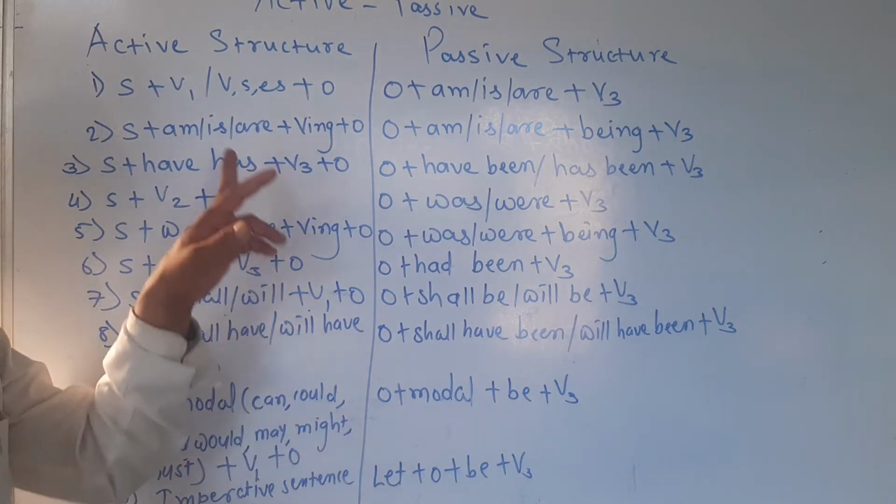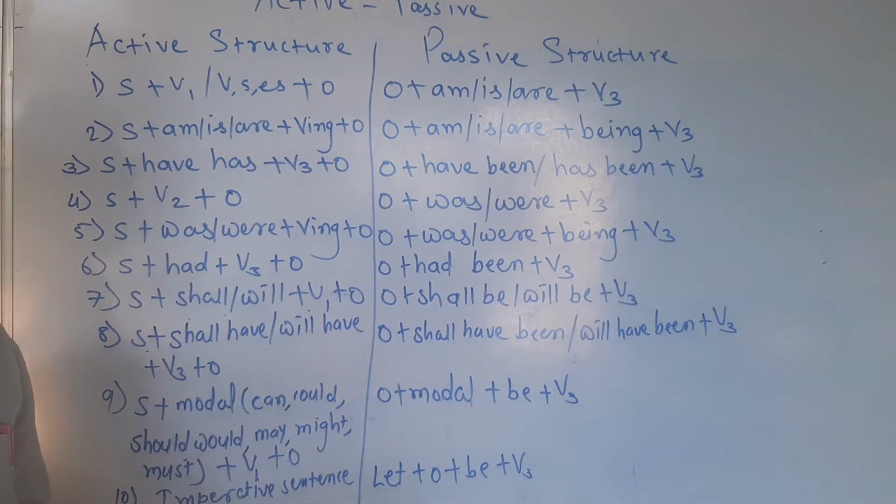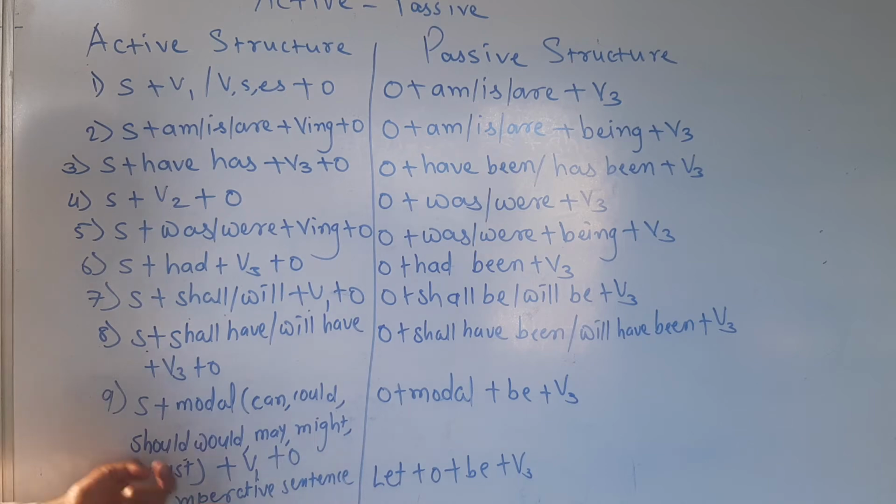So out of 12 tenses, only these 8 tenses are there which we can convert into passive. 4 tenses are there which we cannot convert into passive. Which are those 4 tenses? First is present perfect continuous tense, past perfect continuous tense, future continuous tense, and future perfect continuous tense. So out of 12 tenses, these 4 tenses we cannot convert into passive.